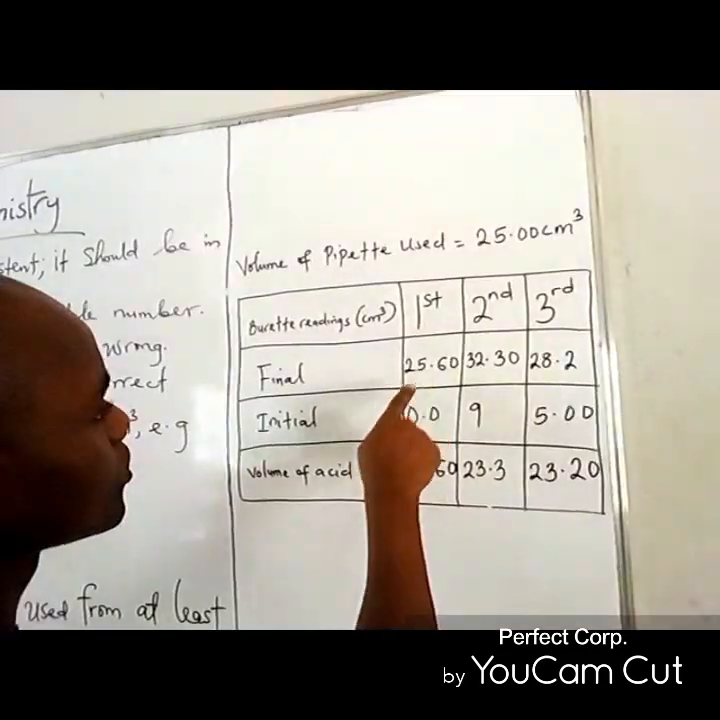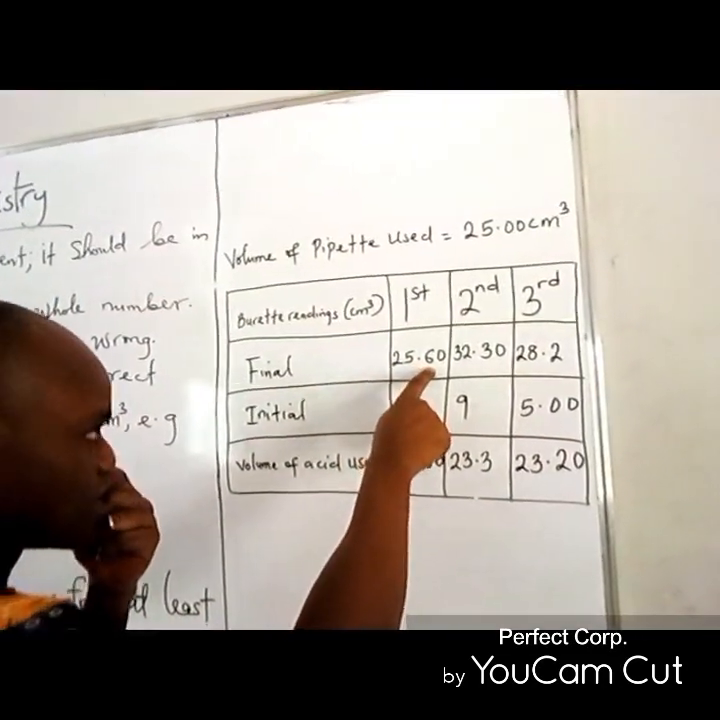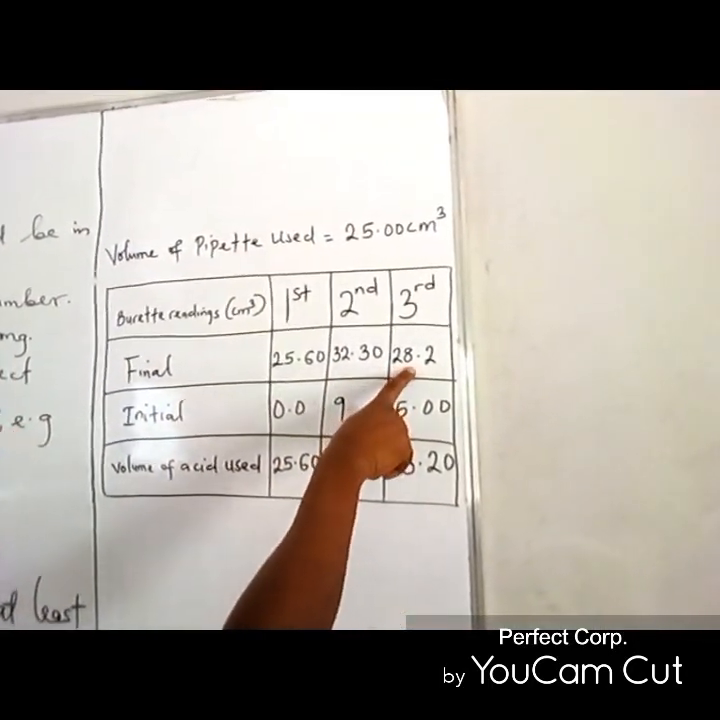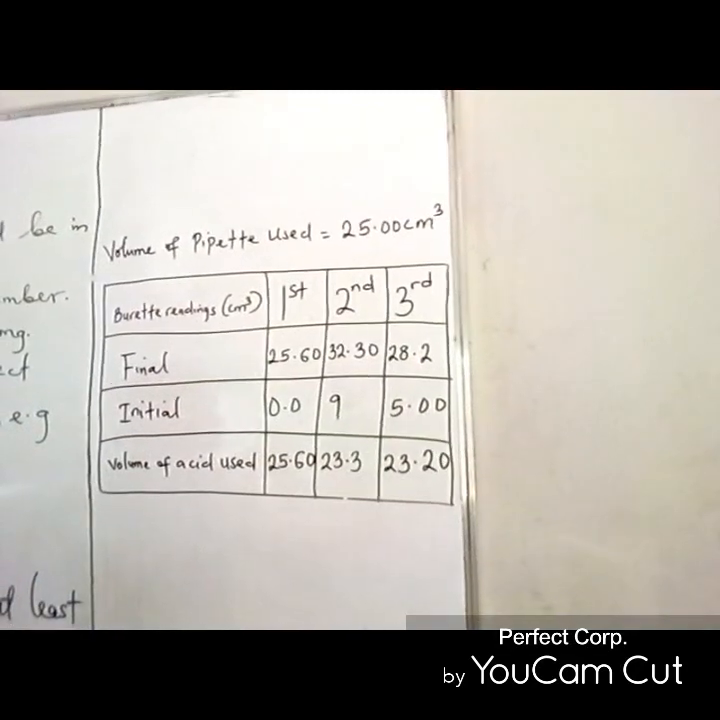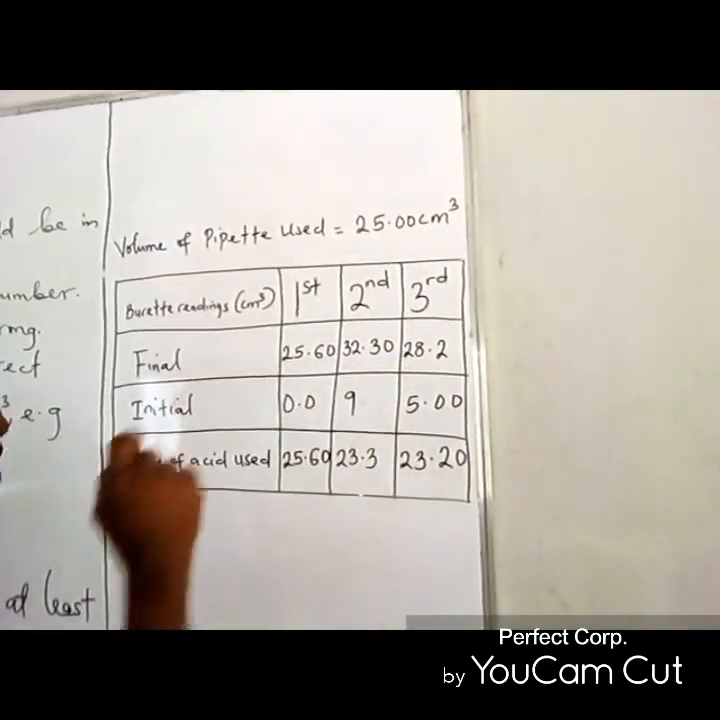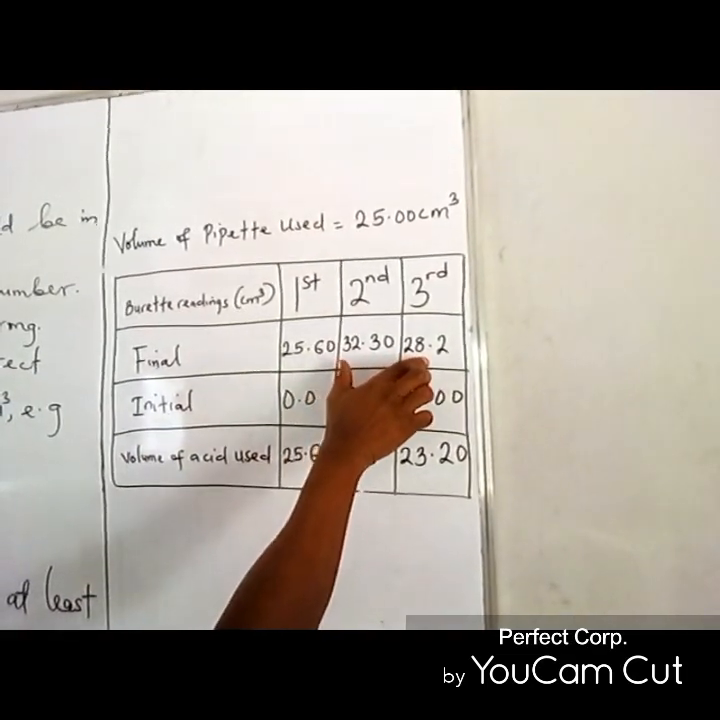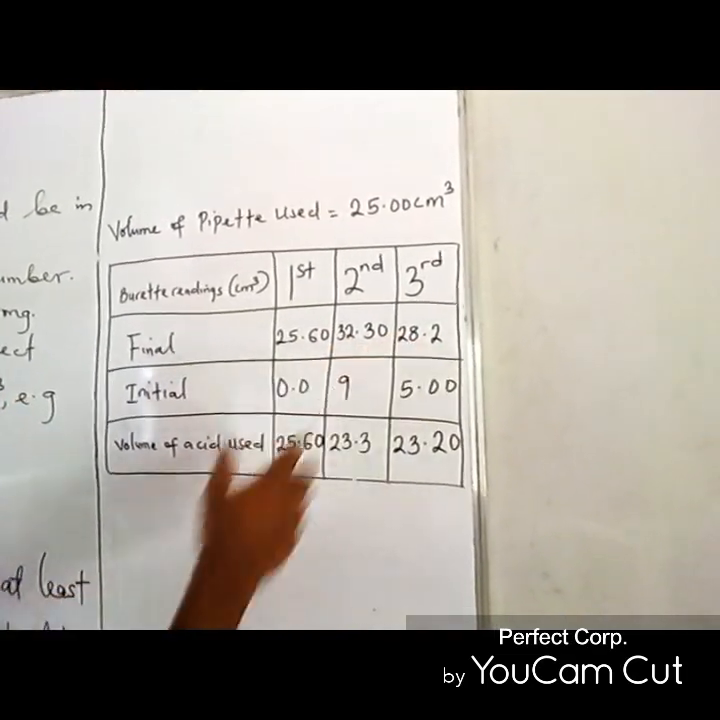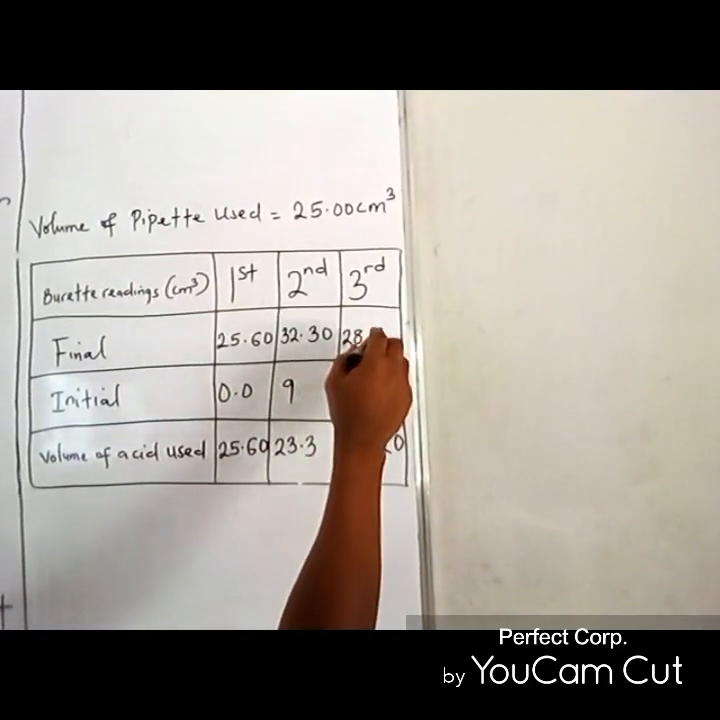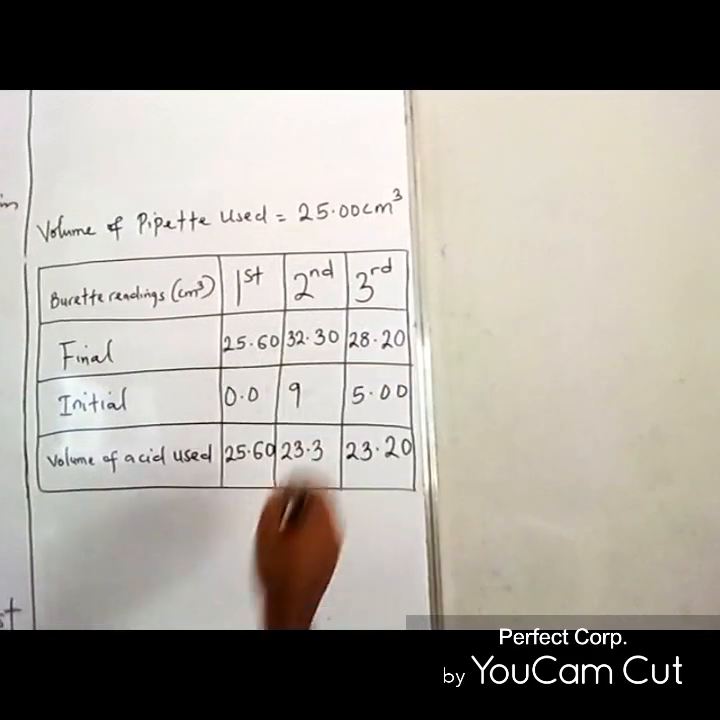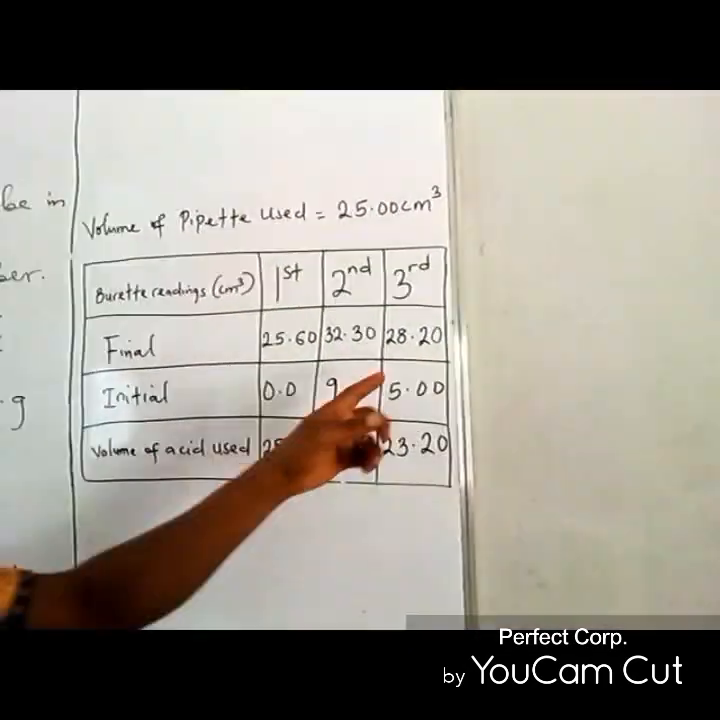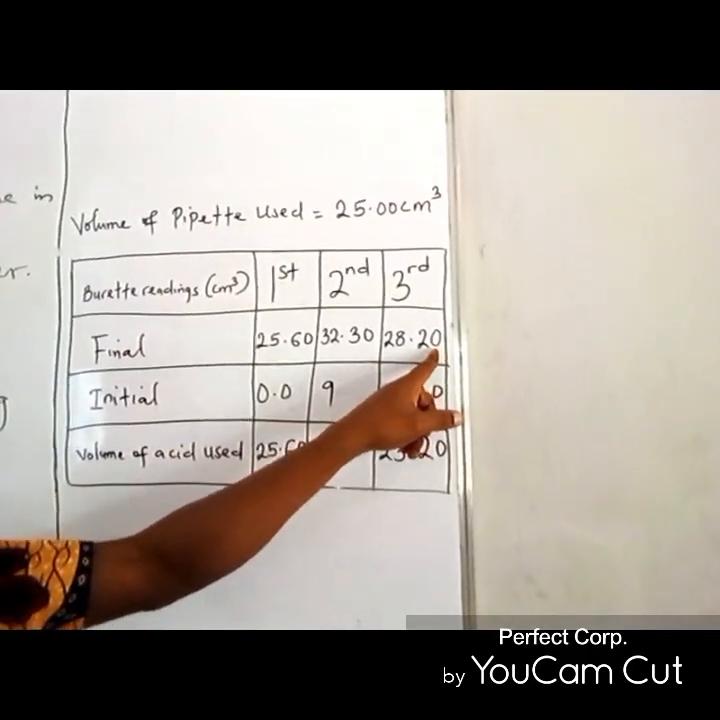How do we know? This is in 2 decimal places. This is also in 2 decimal places. But we take note of this third titre value. It's just in 1 decimal place. So in a situation like this, when you leave the titre values like this, it is totally wrong. So what you will do is always make sure that the titre values are in 2 decimal places. So what you simply do is add 0 to this.